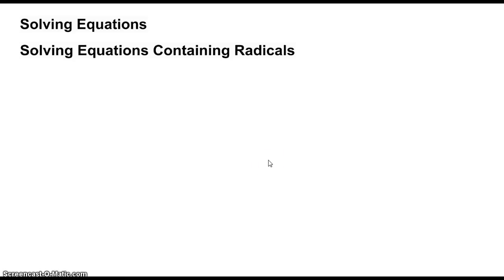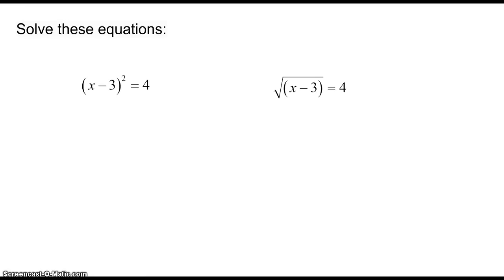Okay, welcome to this video on solving equations containing radicals. We're going to tie this into something that we've learned before when we were solving quadratics that could be written as a binomial square, a perfect trinomial, binomial squared. Remember when we had quadratics of this form, like x minus 3 squared equals 4, the way we would undo the square is just by taking the square root of both sides.